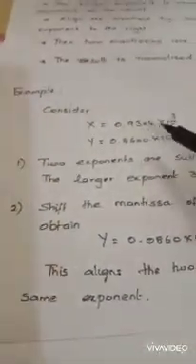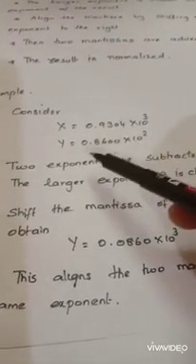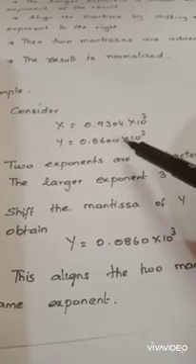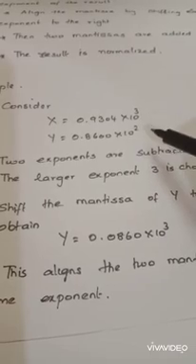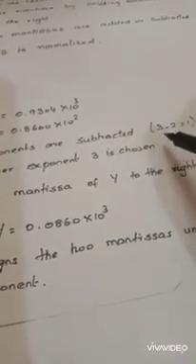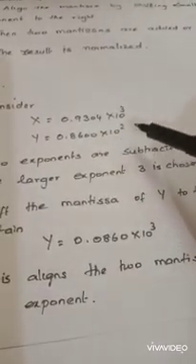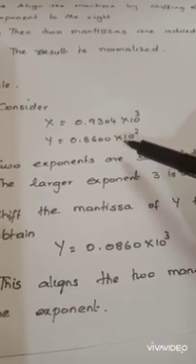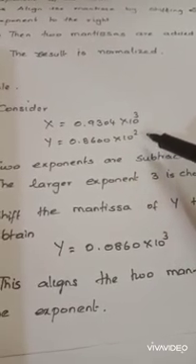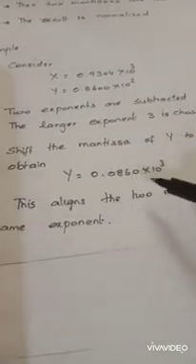Here, for example, x is equal to 0.9304 into 10 power 3, then y is equal to 0.8600 into 10 power 2. Here the exponent parts have different values, that is 3 minus 2 is equal to 1. So we want to adjust the exponent value for y is equal to 0.8600 into 10 power 2. By adjusting, we mean by shifting the mantissa.